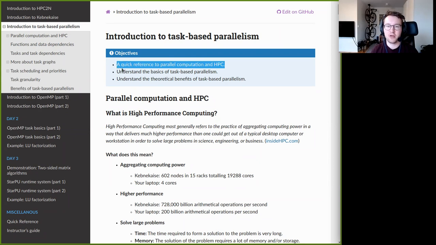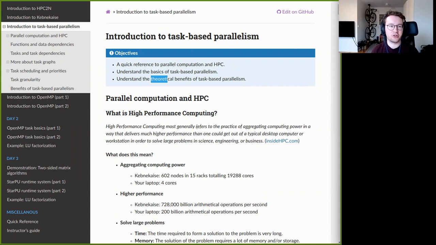The first is a quick reference to parallel computation and HPC in general. The second learning goal is to understand the very basics of task-based parallelism. And the third learning goal is to understand the theoretical benefits of task-based parallelism. So this is a very theoretical lecture. There are no hands-ons during this lecture.